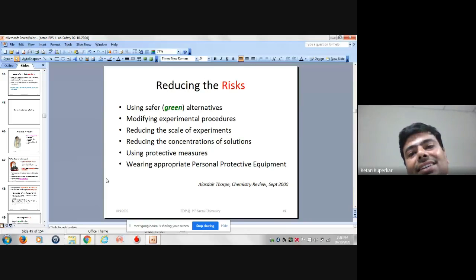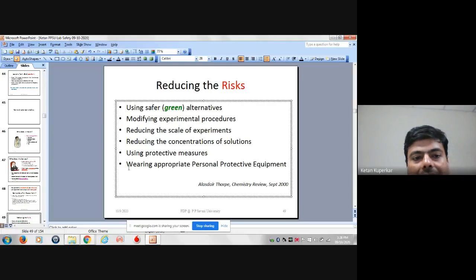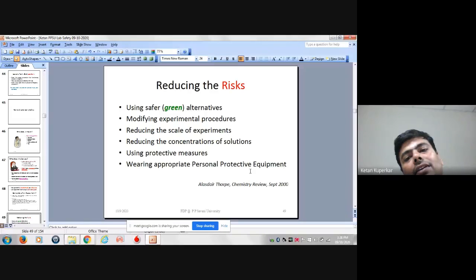So, reducing the risk: the first most important point is having a safer alternative, which we address as a green alternative. When you talk about a green alternative, obviously you need to modify several experimental procedures. Once you meet the green aspect of the experimental procedure, you can adapt that experiment and introduce it to your students or in the laboratory. In addition to this, all protective measures are to be practiced, and wearing the appropriate PPE kit, that is the personal protective equipment kit, will serve the purpose of reducing the risk.